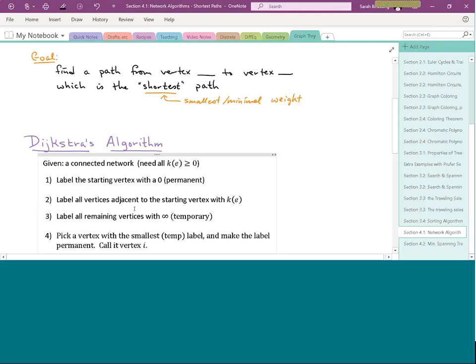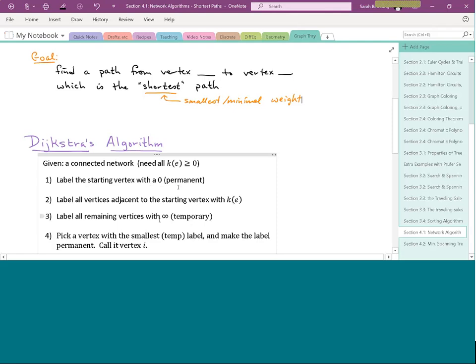We're going to label all the vertices adjacent to that starting vertex with whatever the weight is, or in terms of Dijkstra's algorithm, you typically say the length it is to get to those other vertices. And then all the remaining vertices that you can't get to directly from your starting vertex, we're going to label with an infinity. Okay? Notice what these labels are. These labels are telling you how long it takes to get to a given vertex from your starting vertex. In terms of temporary, this means we couldn't get there yet. And in terms of permanent, we've already established that's the shortest way to get to whatever vertex we're talking about.